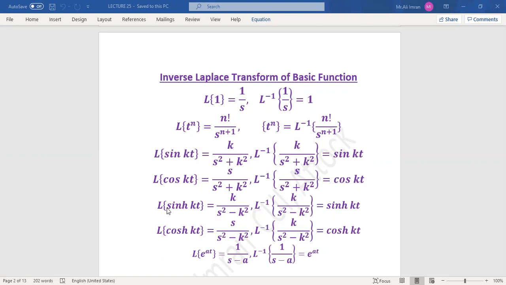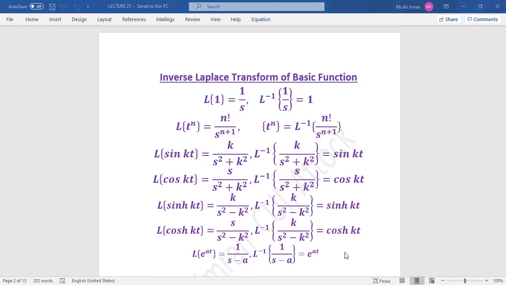Similarly, the Laplace transform of sine hyperbolic kt is equal to k divided by s square minus k square. Again, if we take the inverse of the right hand side, we get sine hyperbolic kt. The Laplace transform of cos hyperbolic kt is equal to s divided by s square minus k square. Again, if we take the inverse of the right hand side, we get cos hyperbolic kt. And we have learned the Laplace transform of e power at is equal to 1 divided by s minus a. If we take the inverse of 1 divided by s minus a, we get e power at.